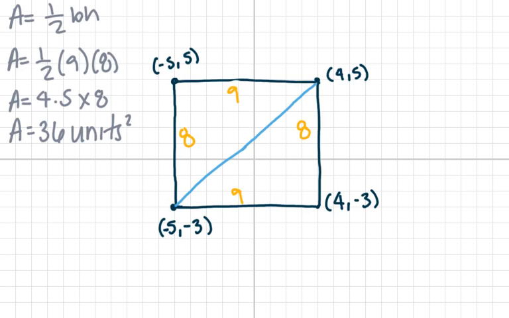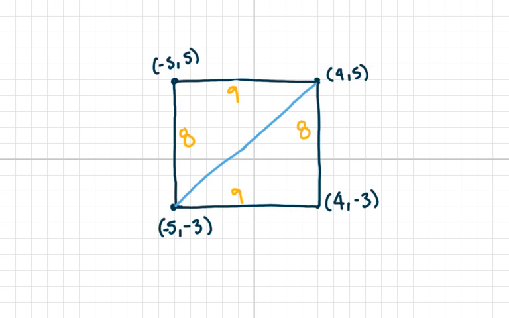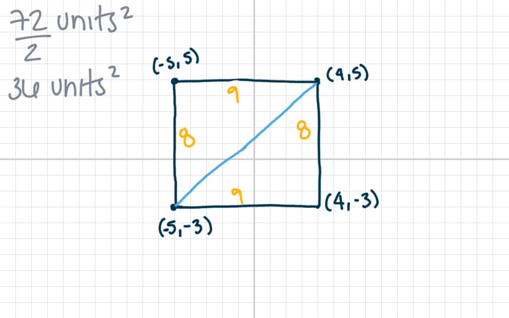And now here's the other way we could have solved this problem. So we know that the area of our rectangle was 72 units squared, and we created two triangles, and we only want to find the area of one triangle, so we could take the 72 units squared and divide it by 2. And when we do that, we get an answer of 36 units squared. So we got the exact same answer that we did when we were using our area of a triangle formula. So that's two different ways that you could have solved this problem.